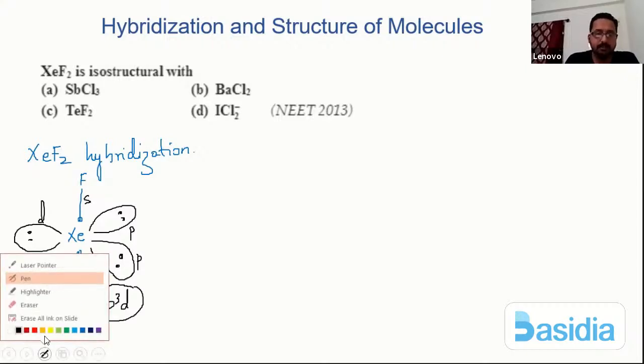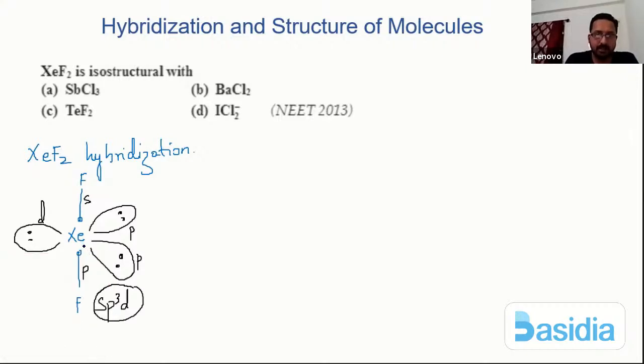Now, check where exactly the fluorine atoms are. Both the fluorine atoms have occupied the axial positions. Correct. Both of them have occupied the axial positions. Now you need to find out, in the following molecules, SbCl3, BaCl2, ICl2 minus, and TeF2, where the atoms are positioned, at axial positions. So where do you find them?